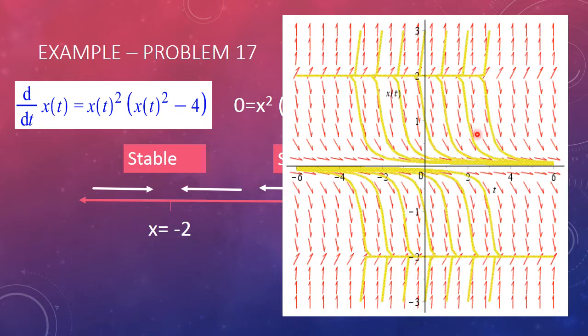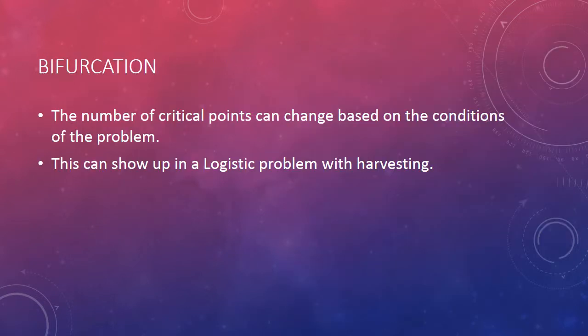So here is our solution curve again. Numbers greater than 2, it diverges away. Numbers between 2 and 0, it converges to 0. Numbers between 0 and minus 2, it goes towards minus 2. And numbers below minus 2, it converges towards minus 2.